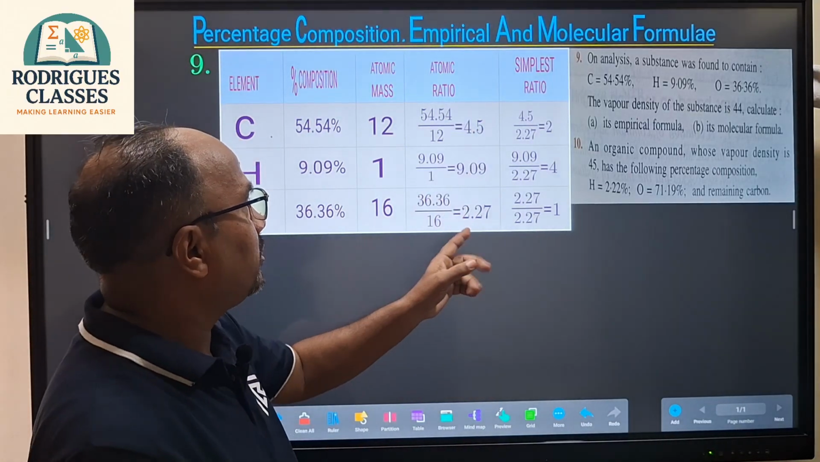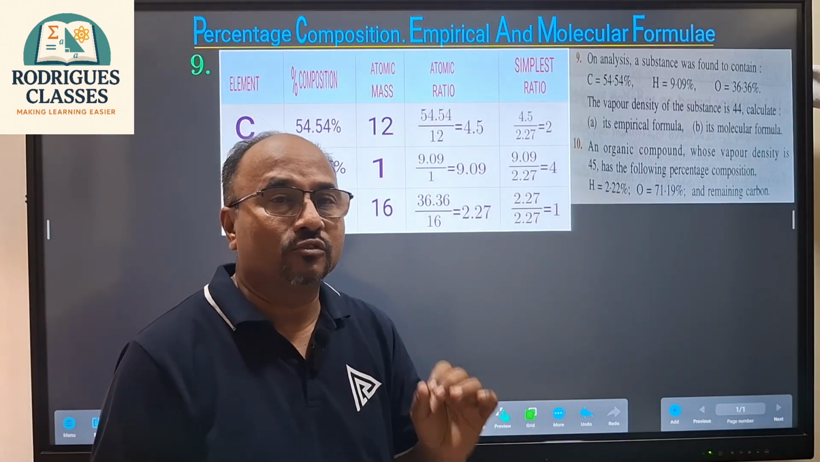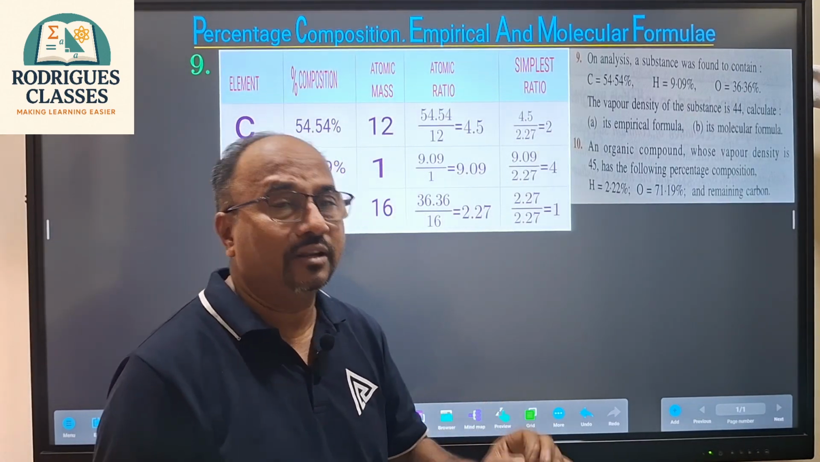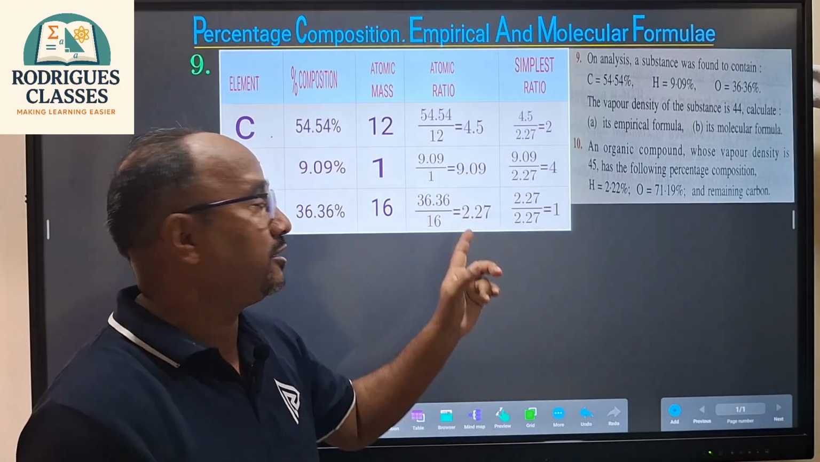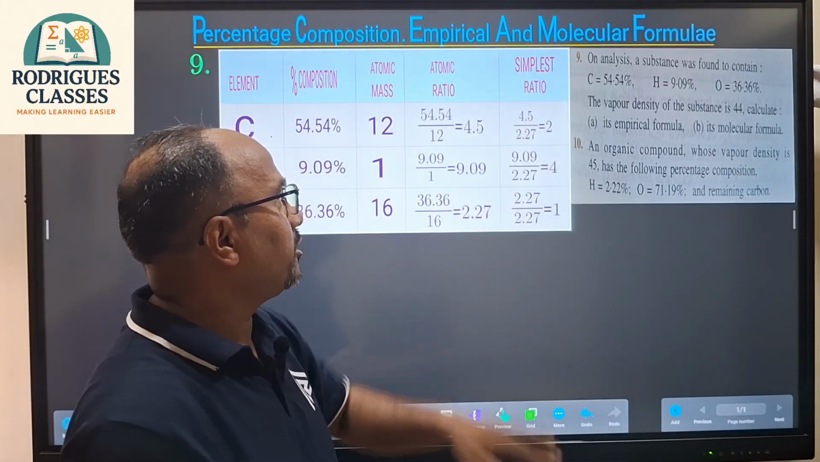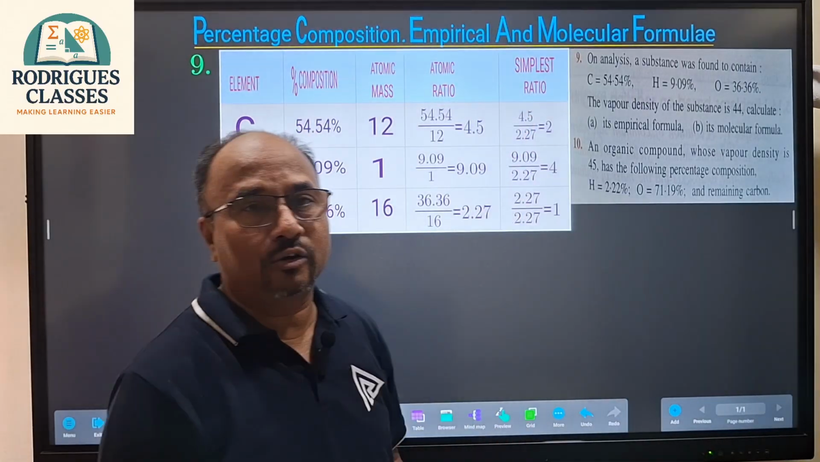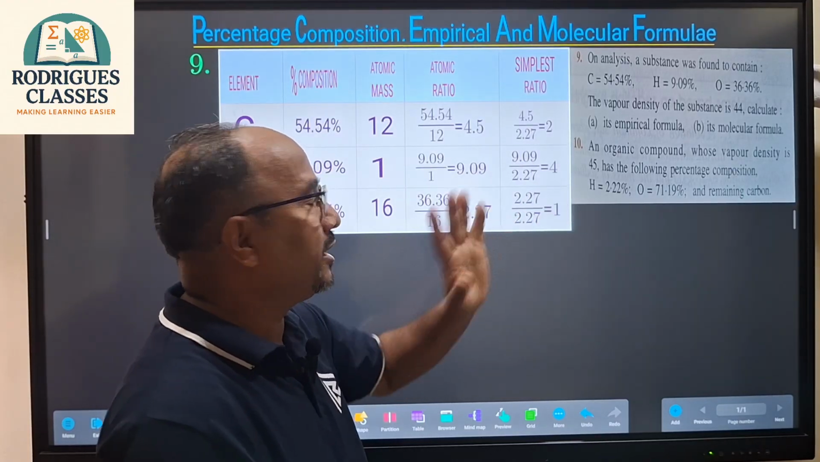Now once we have got here, we take a look: 4.5, 9.09, 2.27. So the least one is 2.27. So while finding the simplest ratio, each one of these will be divided by the lowest one, which is 2.27. So dividing 4.5 with 2.27, you get 2. Dividing 9.09 with 2.27, you get 4.